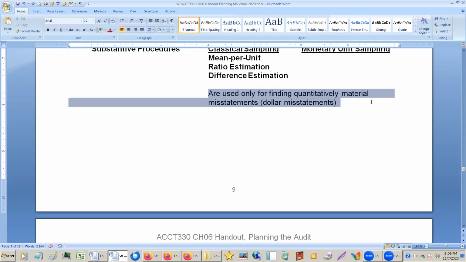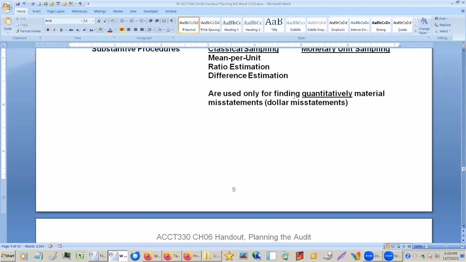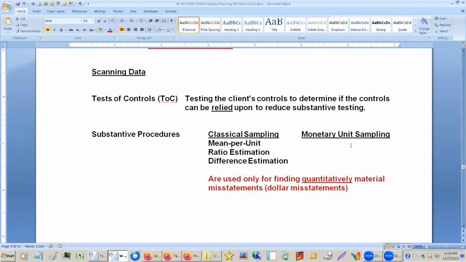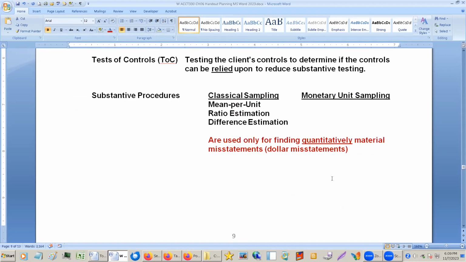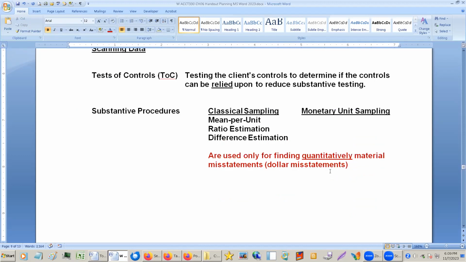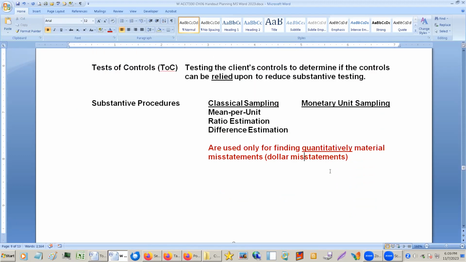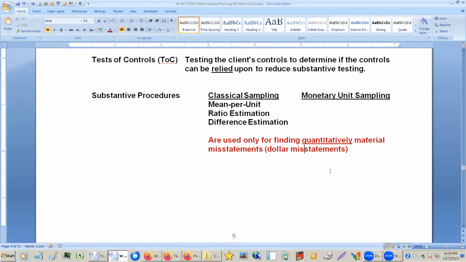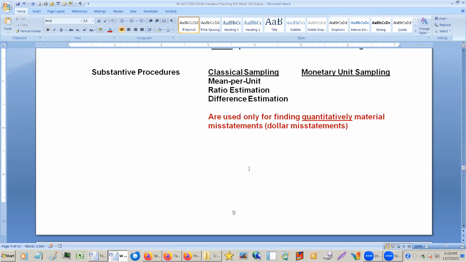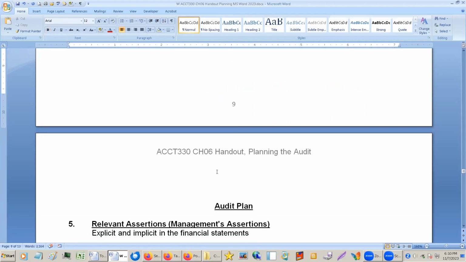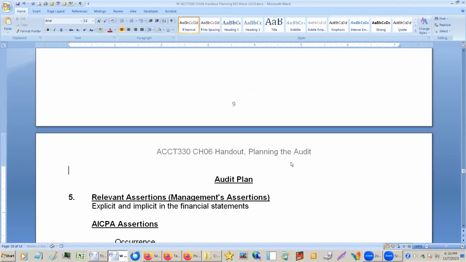All right, so these are what you actually use for finding whether there's a dollar amount that is misstated. Question on that? You already knew that. All right, so let's go on to the audit plan.